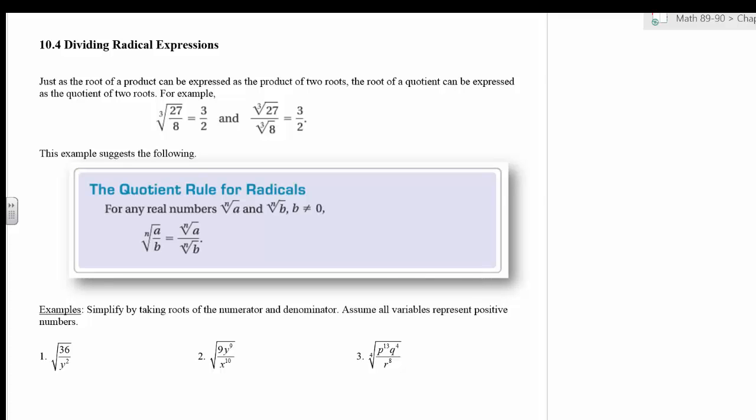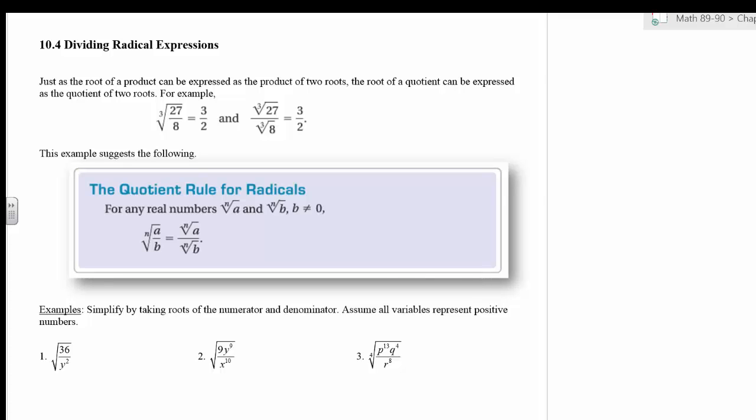Hey everyone, we're looking at section 10.4 today. We're going to talk about dividing radical expressions. So we just talked about multiplying radical expressions in 10.3, and I had given you a little hint about what was going to happen in this section back when we were doing the 10.1, 10.2 notes, and we were looking at taking radicals of fractions. So let's just get started.